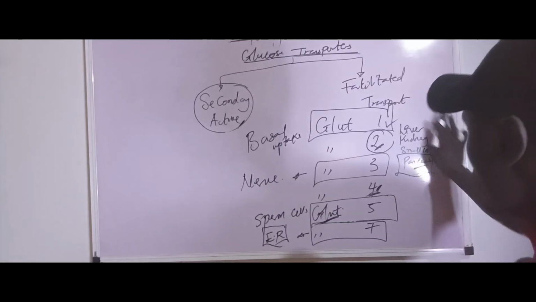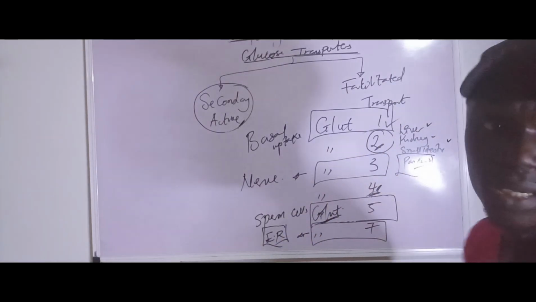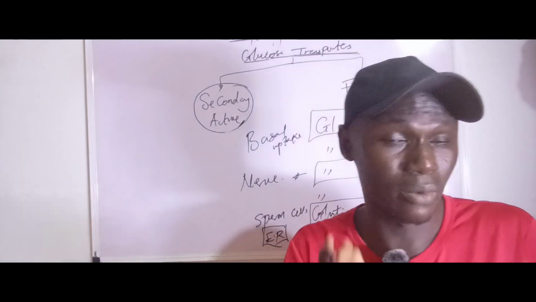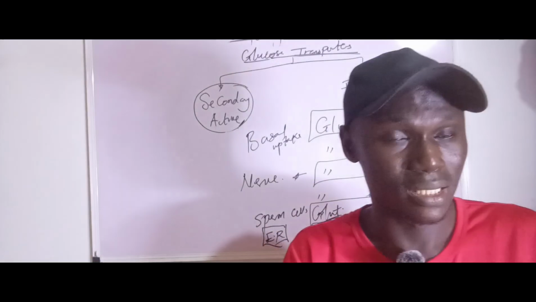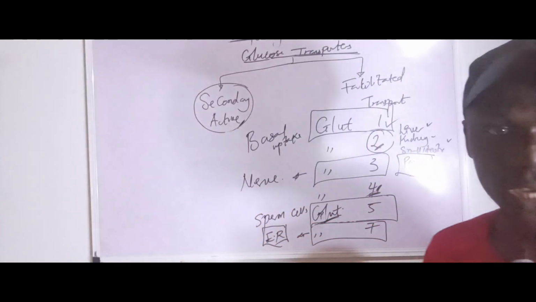These are the tissues that have GLUT2. But only the liver, kidney, and small intestine are responsible for gluconeogenesis. Just remember that tissues that can do gluconeogenesis have the GLUT2 transporter. Is that clear? All right. So that is for that.